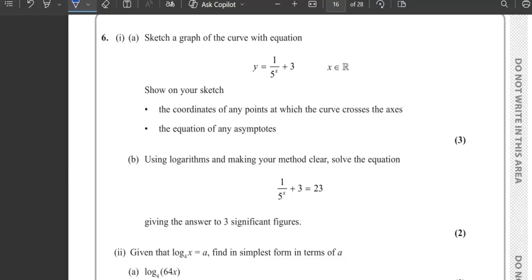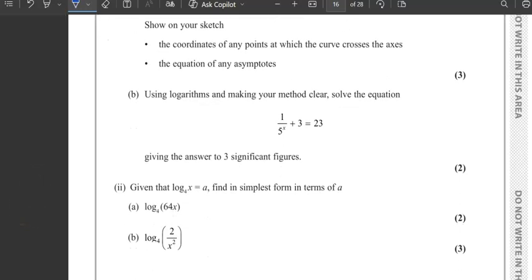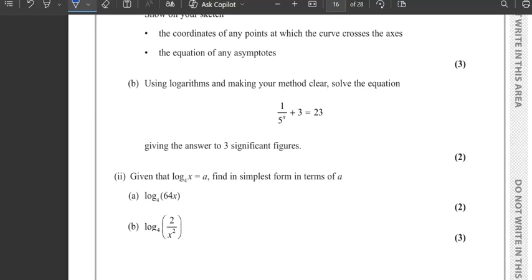Part B: using logarithms and making your method clear, solve the equation (1/5)^x + 3 equals 23, giving the answer to 3 significant figures. Roman 2: given that log of x to base 4 is a, find in its simplest form in terms of a, (a) log of 64x to base 4, (b) log of 2 over x squared to base 4.